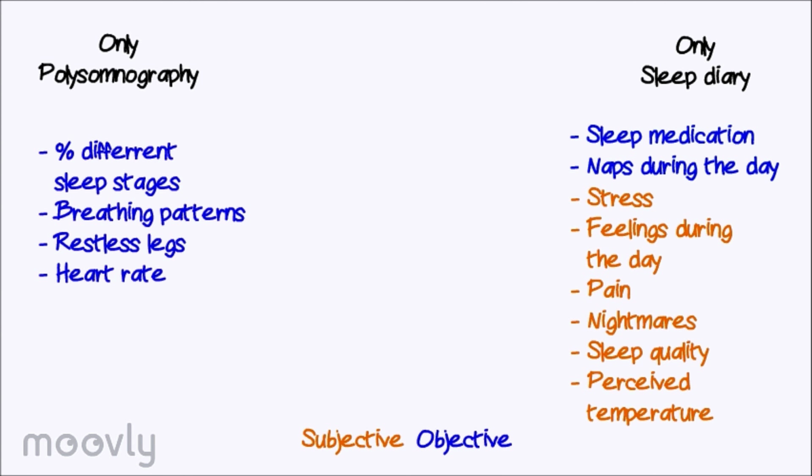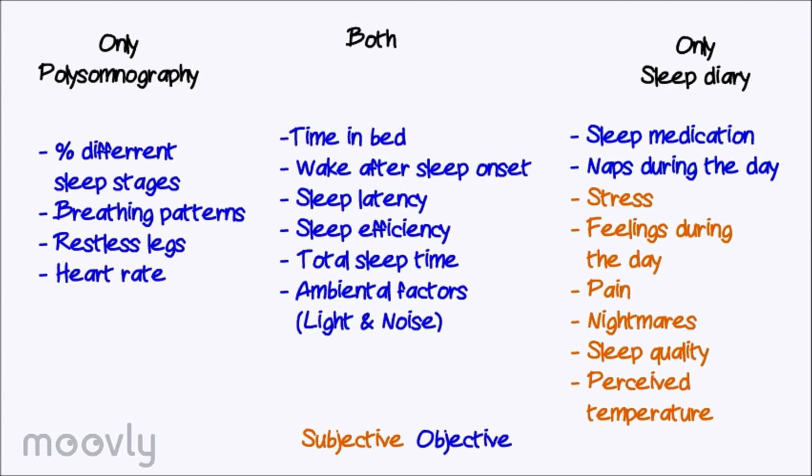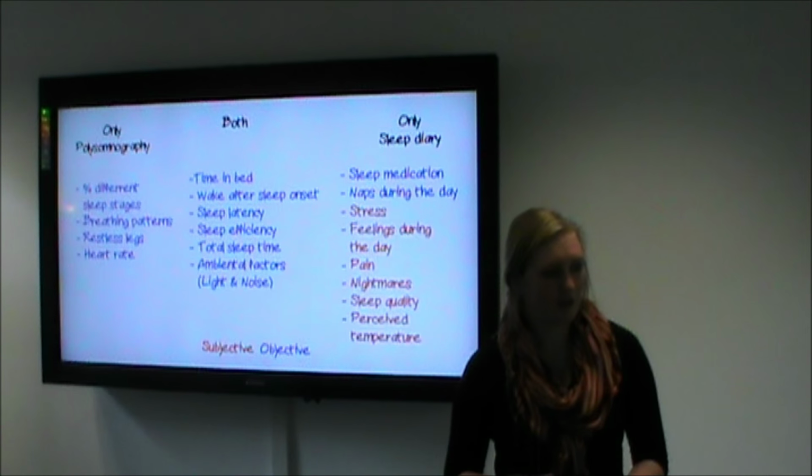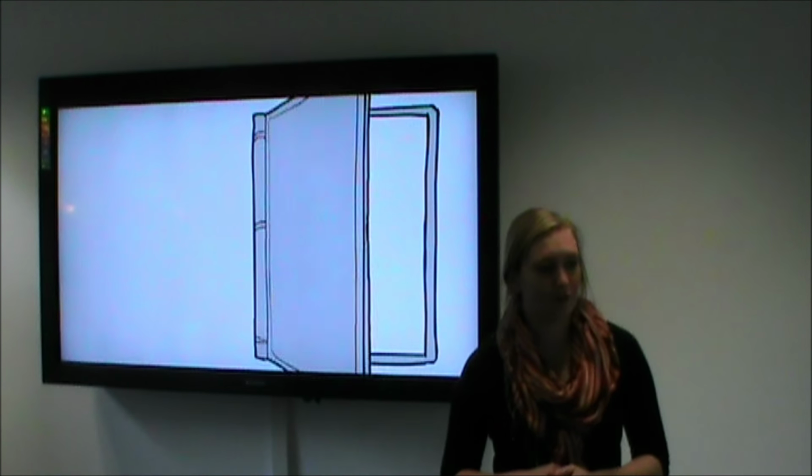Polysomnography is the one that only measures the percentage that a person stays in different sleep stages, breathing patterns, restless legs, and the heart rate of the patients. And then we have the overlap, as these are measured by both of them. That is the time in bed, the wake after sleep onset, the sleep latency, sleep efficiency, total sleep time, and the others.